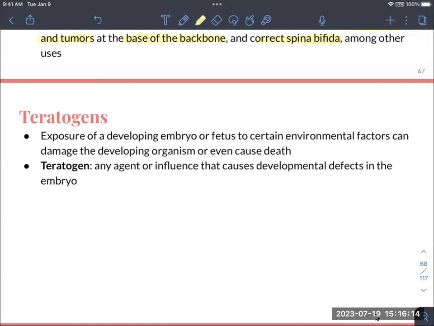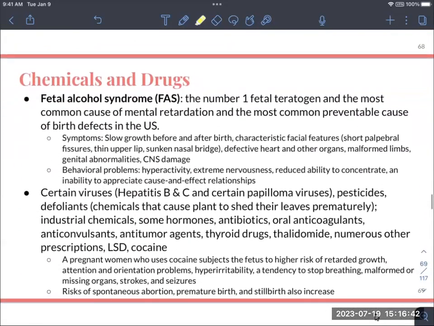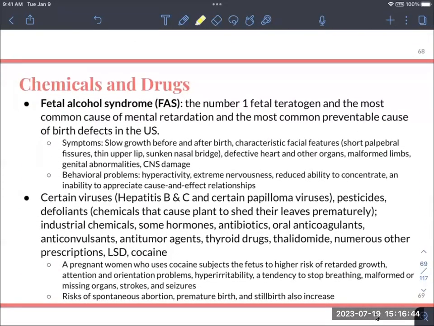Teratogens. So exposure to different environmental factors can damage or even cause death to a developing fetus or embryo. So a teratogen specifically is an agent or an influence that can cause developmental defects in this embryo, like fetal alcohol syndrome.